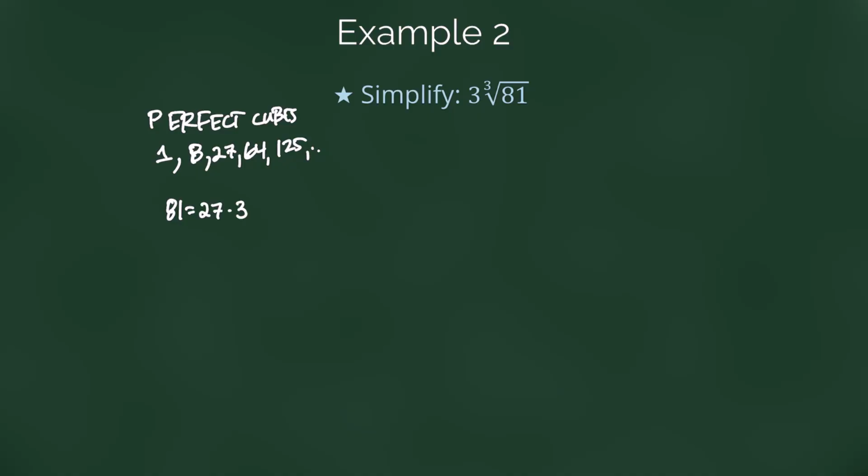So 3 times the cube root of 81 can be rewritten as 3 times the cube root of 27 times 3. 3 does not have any more perfect cubes that divide it. It's too small, other than 1, of course. So now we can use our product rule.